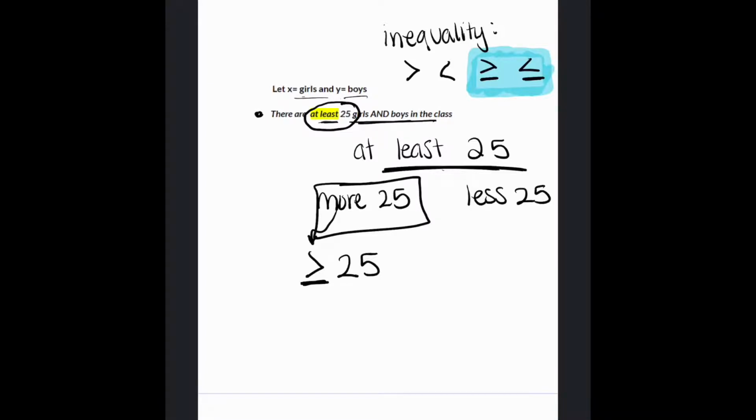It's kind of like almost the opposite, because see how up here it says at least, but then we use the greater than symbol? So these two are kind of like opposites of each other. The reason for that is because at least just means that you're going to have 25 or more. If I say I have at least 25 kids, that means I have 25 or more, which means greater than.